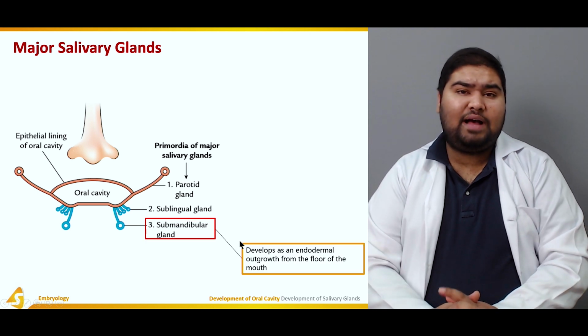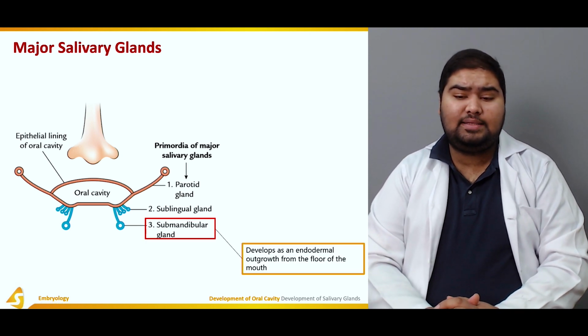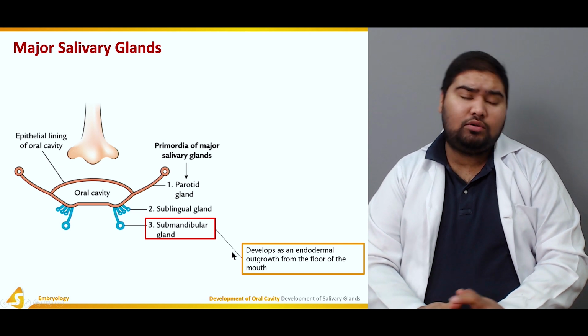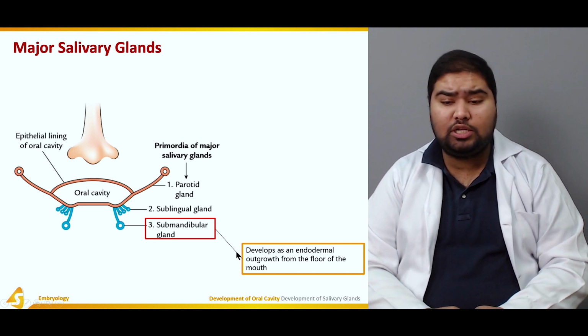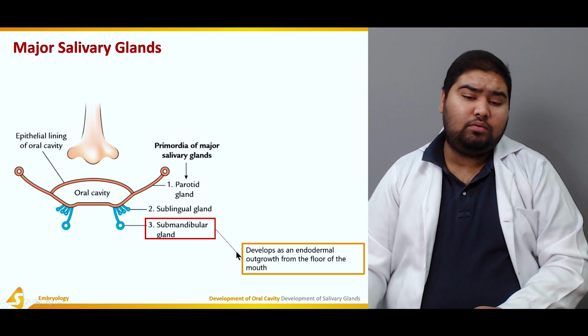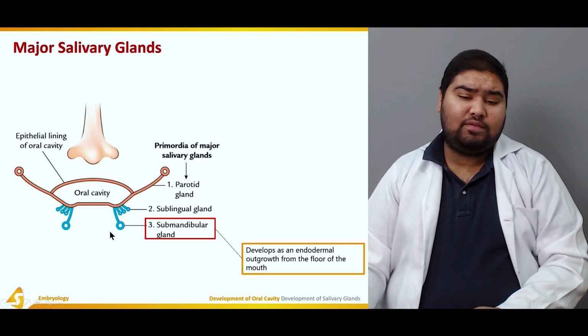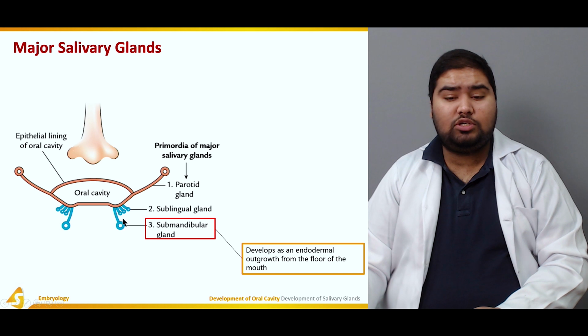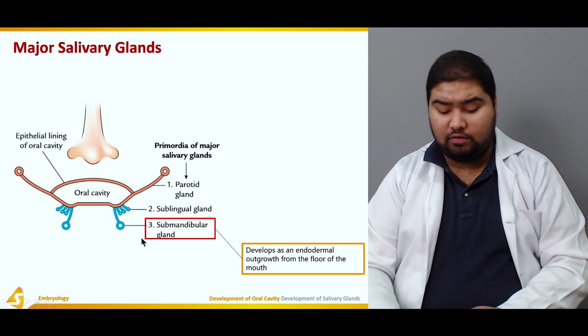And then finally we have the submandibular glands. They develop as endodermal outgrowths. Again, these are endodermal in origin, from the floor of the mouth. Here you can see in the figure, these are the endodermal outgrowths from the floor of the mouth.